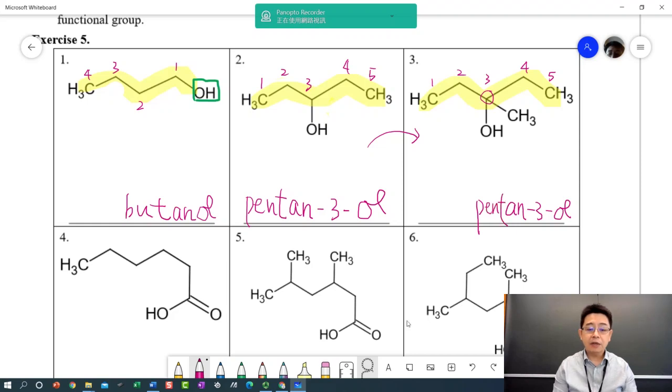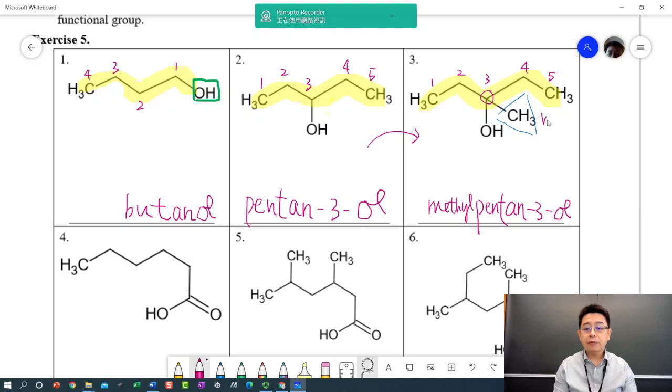But that's not the end, right? Pentane. Then we need to highlight the side chain. How many side chains are there, and where is it? One. Methyl. One.